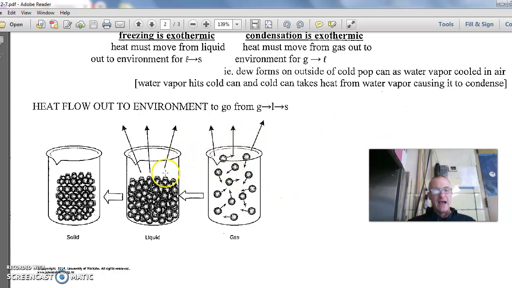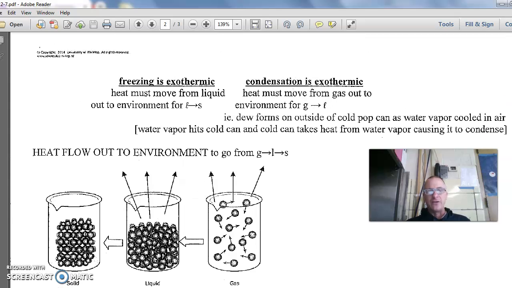In our picture right here, I have a gas. In order to get that gas to condense into a liquid, I would have to remove energy. To get that liquid to freeze into a solid, I would have to remove energy. So the process of condensation is exothermic. To get the liquid to go to a solid, I would have to remove energy. If you want something to freeze, you have to remove energy from it. Freezing is exothermic. Heat would have to go from the liquid out to the environment to get it to go from a liquid to a solid.